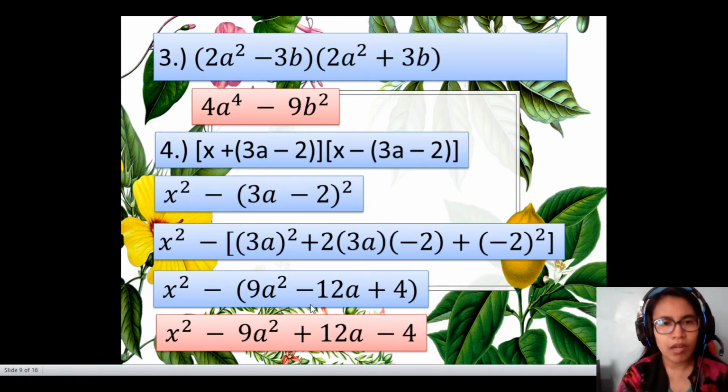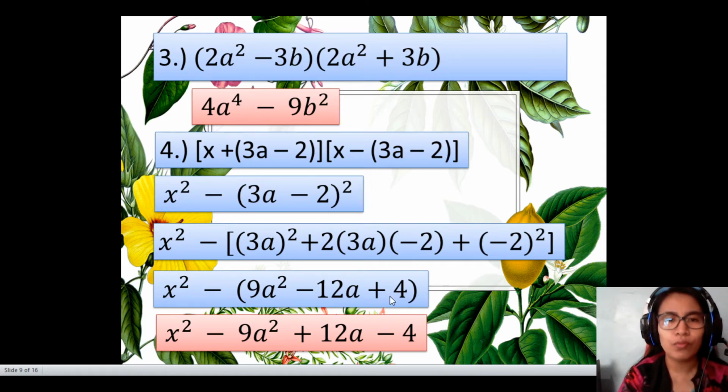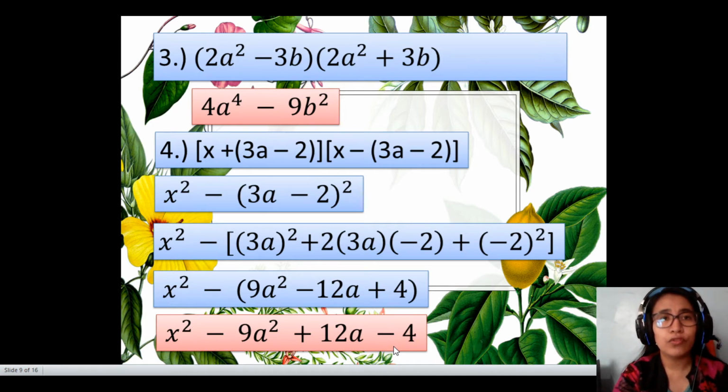You might be questioning why the sign of those inside the parenthesis changes. Because this minus is to be multiplied to the sign of those inside. So if this 9a squared is positive, when you take it out of the parenthesis, it will become negative. And the negative will become positive. The same with our positive 4, which will become negative. So that's our last example for sum and difference of two binomials. But this last example is a combination with square of binomial.